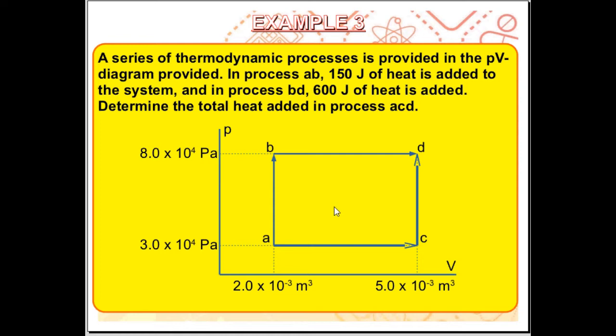So here we see two paths, process AB, then BD. You have path ABD, and then you have process ACD, so path ACD. In both instances, in both paths, you have the same initial state and final state. So initial state A, final state D.